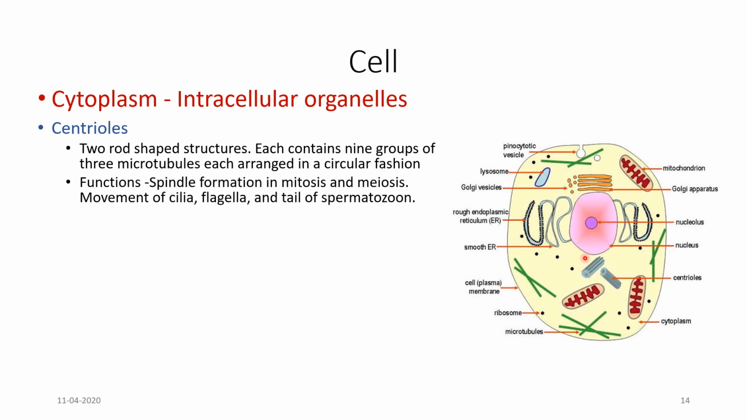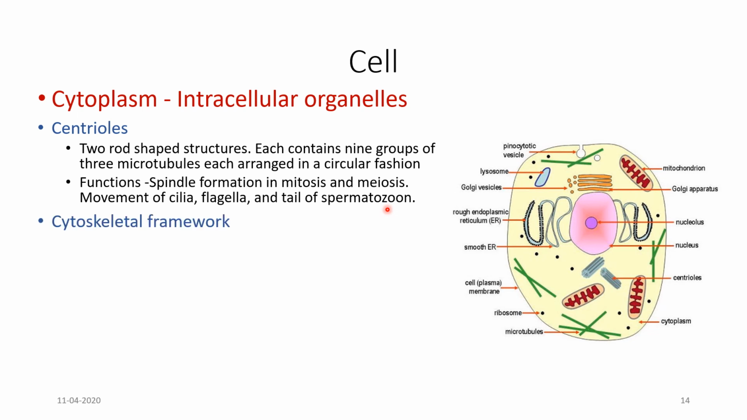And the function of the centrioles is they are concerned with the formation of spindle in mitosis and meiosis, the two types of cell division. And the other functions of centrioles are they are concerned with the movement of cilia, flagella and tail of spermatozoon. So movement of cilia, flagella and tail of spermatozoon is the function of centrioles.